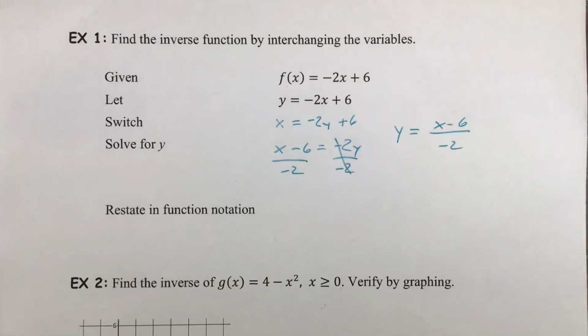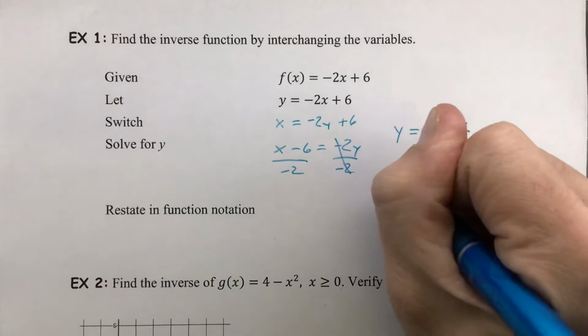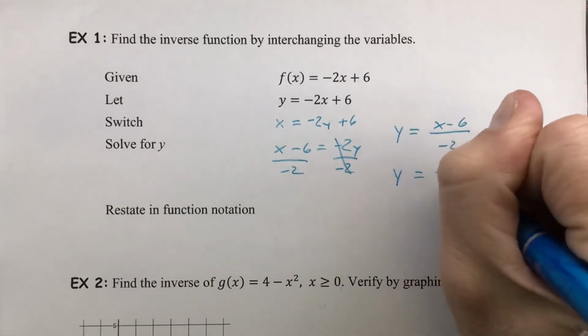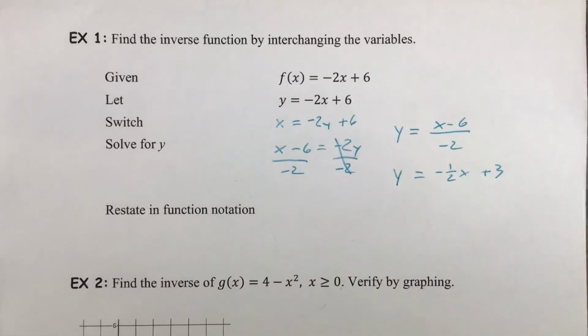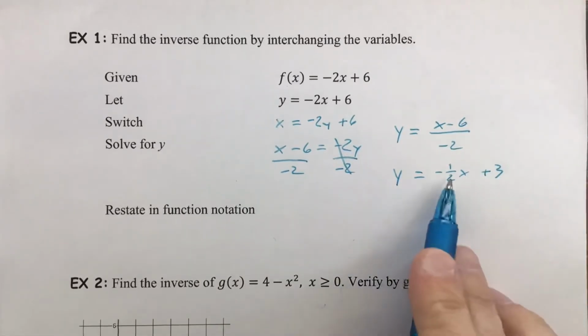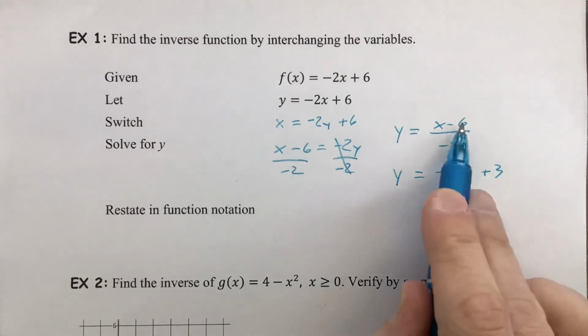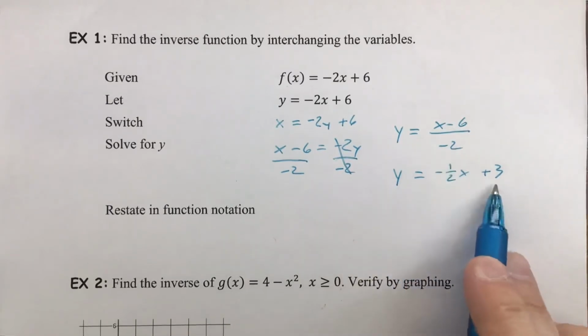And in a way, you can just let that be your answer. But to make it match what we did earlier, I'm going to go ahead and divide both of these terms by negative 2. Okay, so it's going to look like this. The coefficient of x is 1, so if you divide by negative 2, you get a coefficient of negative 1/2. Negative 6 divided by negative 2 is positive 3.